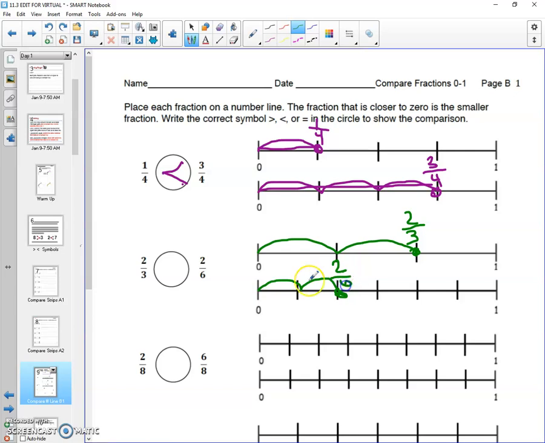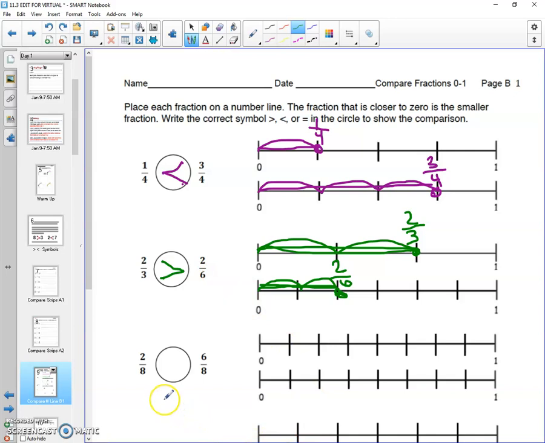I can now clearly see that 2/3 is farther away from 0. It covers more space than 2/6. Since 2/3 is farther away from 0, on a number line it covers more space. I know that 2/3 is the larger fraction. I'll put 2 dots by 2/3 because it's larger and 1 dot by 2/6 because it's smaller. And I'll connect the dots to make my symbol. My expression now reads 2/3 is greater than 2/6.